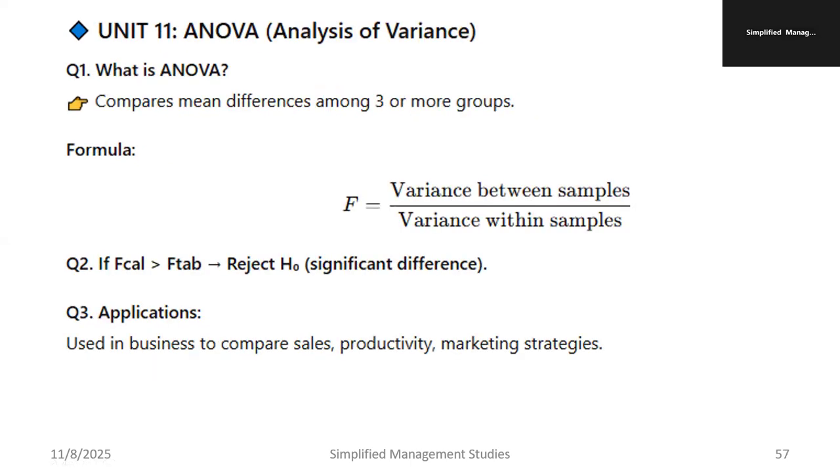ANOVA. ANOVA is nothing but analysis of variance. What is ANOVA? Comparing the mean differences among 3 or more groups is known as ANOVA. What is the formula? Variance between the samples divided by variance within the samples. That is the most important definition for ANOVA. So here the condition is F calculated greater than F table. Of course, the hypothesis is going to be rejected. What are the applications used in business? To compare sales, productivity and marketing strategy.